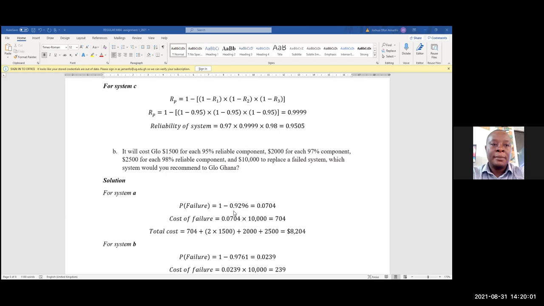Is that okay? So first of all, it says that if the system fails, GLO will pay 10,000. We have to look at the probability of the system failing and the expected cost of that failure.